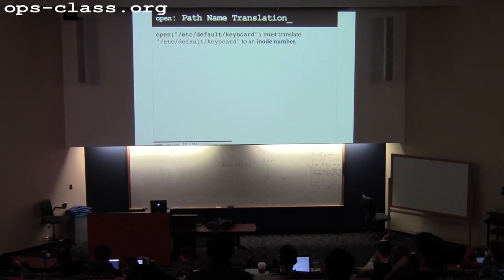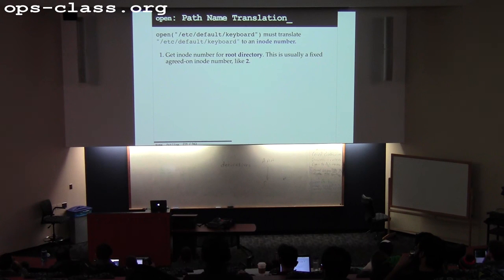Okay, so I have to translate this to an inode number. So here's how I do this. Essentially I break this up by the path name delimiter, which in this case is a forward slash, and I handle each part incrementally. So the first thing I have to do is bootstrap the process. I need to find the root inode. This is why the root inode number is hard-coded, because this allows me to bootstrap this process without having to know anything else. I don't have to look up root, I know what root is.